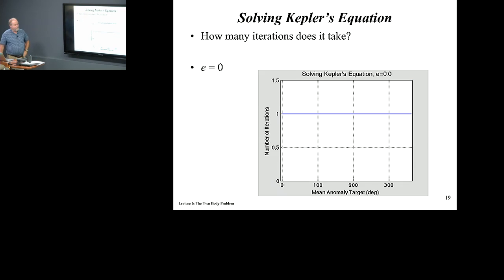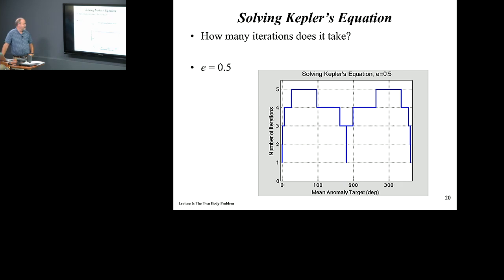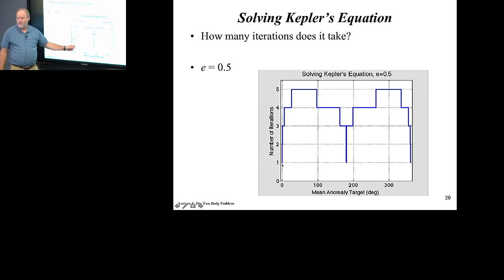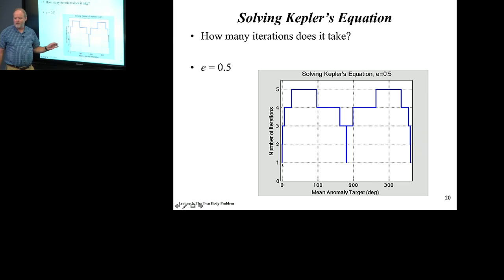So we can look at the number of iterations. How many iterations does it take for an eccentricity of 0? Well, obviously that's just 1 because they're equal, so you don't have to iterate. What about an eccentricity of 0.5? For 0.5, when you're at periapsis or at apoapsis, it only takes 1 iteration because they're equal when you're exactly at periapsis or apoapsis.